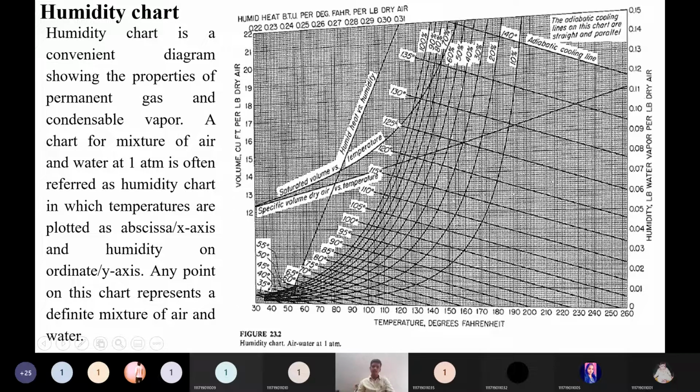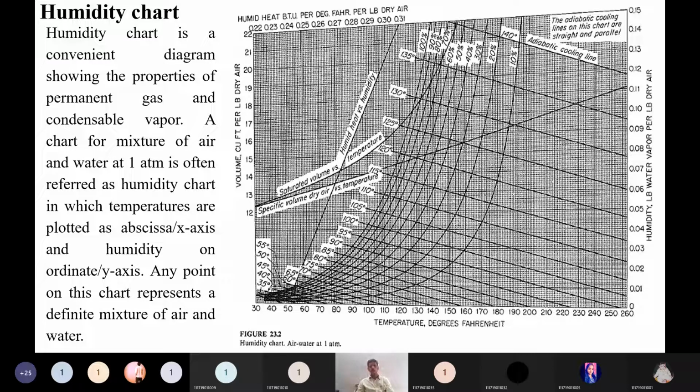Then on the left of this chart will be the volume, and on top of this chart will be the humid heat, Cs value. So these are the four different coordinates inside this single chart. It is a very convenient diagram to represent all the properties required for the permanent gas and the water vapor at a particular temperature.